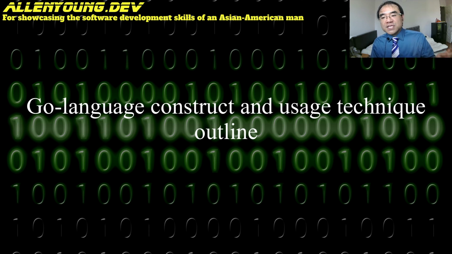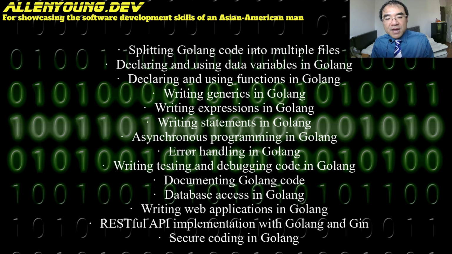Instead of going over the details that are already in the official language specification, I present only the Go language construct and usage technique outline that I keep in mind when I write code in the Go software programming language. As a software code writer in any and every software programming language, you always use a very limited number of different types of software code constructs, and you use a very limited number of software programming language usage techniques.